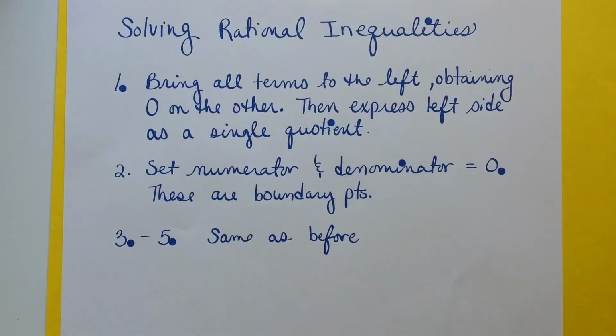Now, to find your boundary points, as step 2 says, this is a little bit different. You set your numerator equal to 0 and your denominator equal to 0 in order to get what they call boundary points. Once you get your boundary points, actually the rest of it is exactly the same as it was before. So that's why I said steps 3 through 5 stay the same.